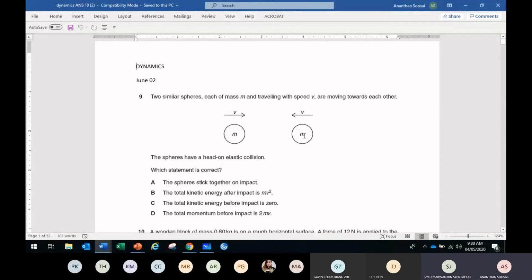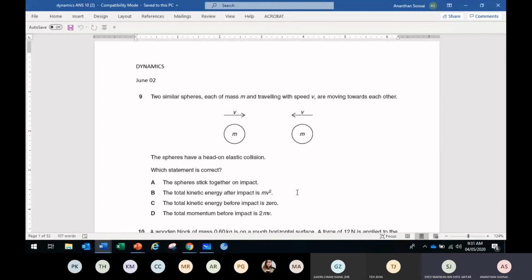If the object moves to the left, do you take the kinetic energy as negative? Like momentum: when momentum moves to the left, you take momentum as negative. But kinetic energy, if it moves to the left, do you take it as negative? No, because it is squared. You never take kinetic energy as negative. It's a scalar quantity, so direction doesn't matter. So the total is mv squared before, and after also mv squared. So B is the correct answer.